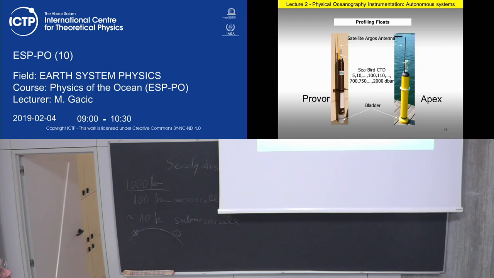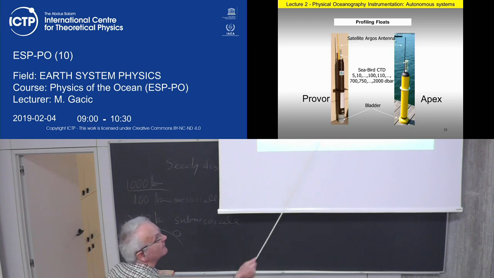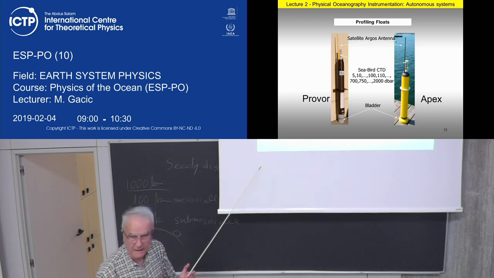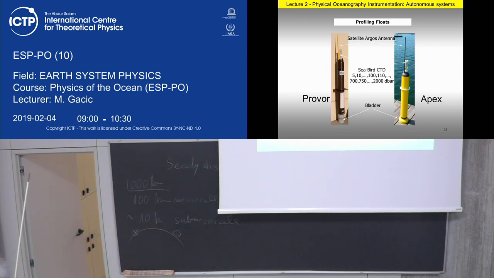What you choose as important. There is a CTD measurement, so that means conductivity, temperature, depth. They can go down to 2,000 decibars, down to 2,000 meters.